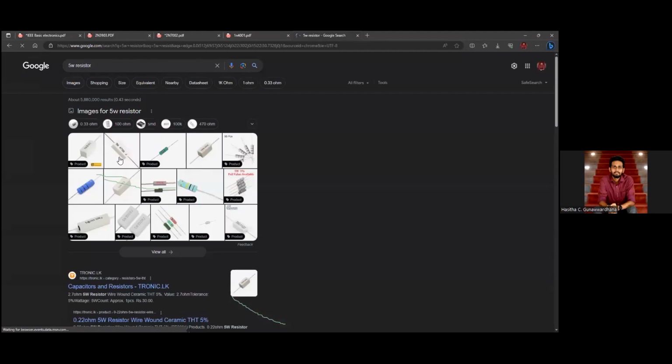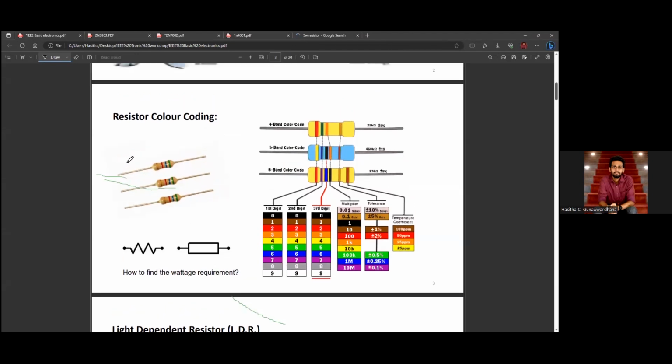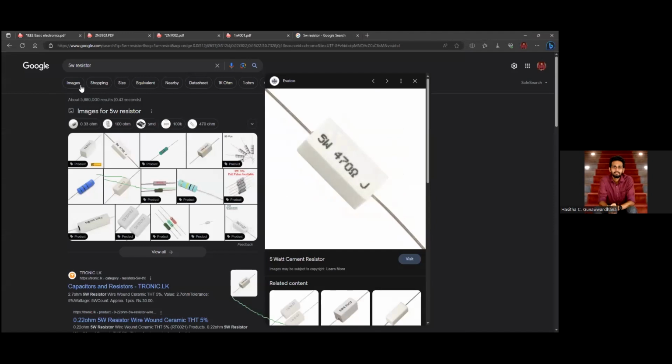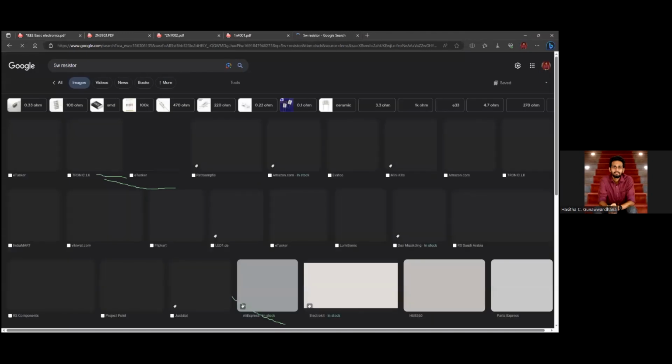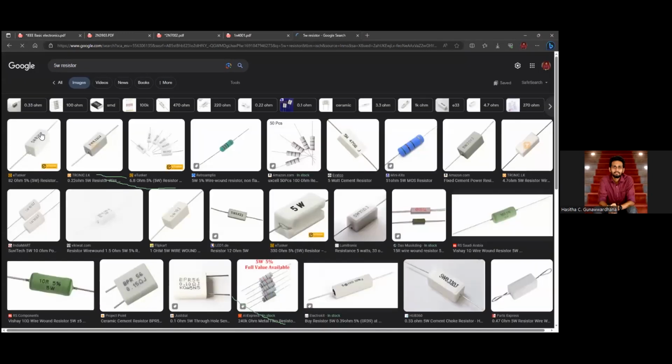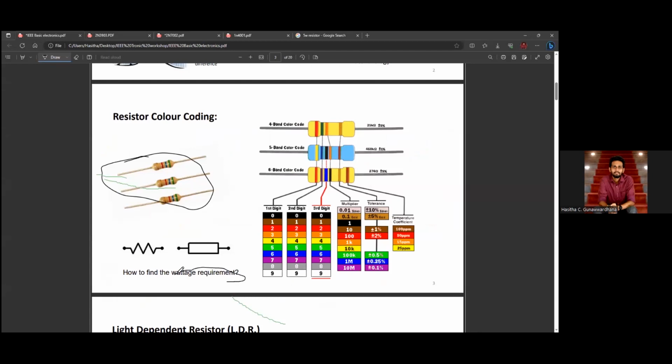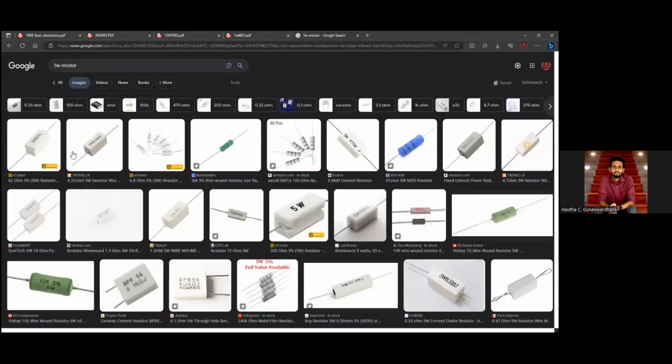Okay, so you may already know about these types of resistors. There are various kinds of resistors. These types are 5 watt resistors. The power rating of a resistor is how much thermal, like temperature, this resistor can withstand.